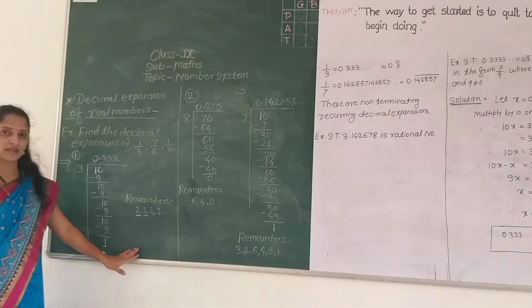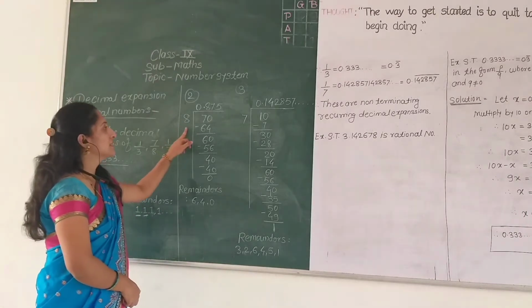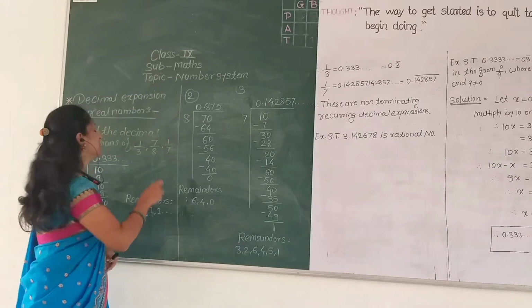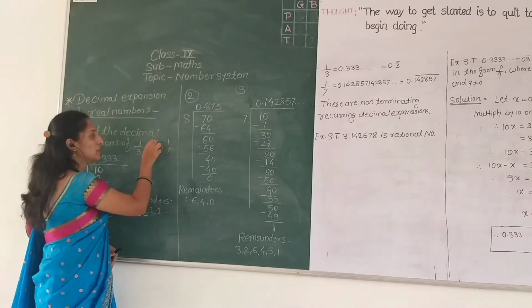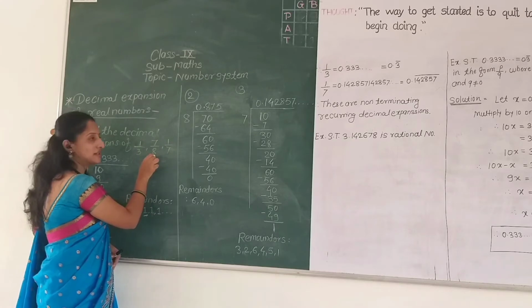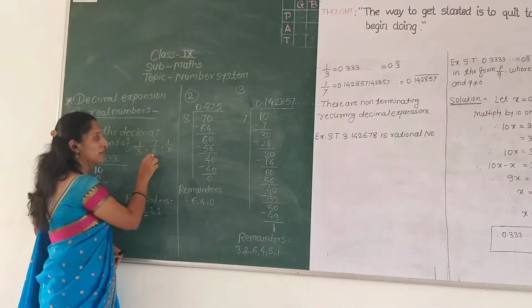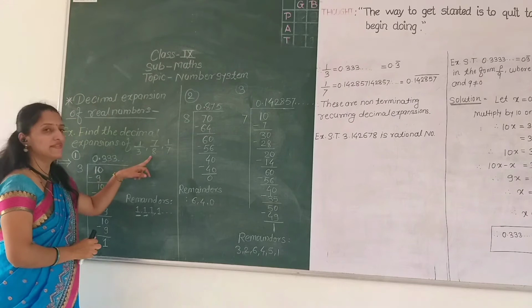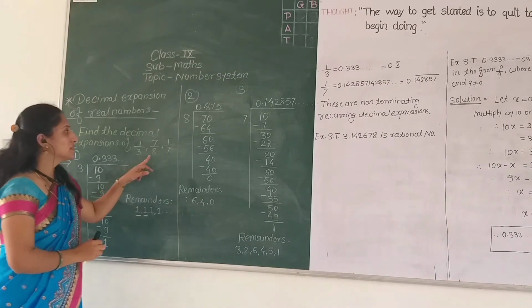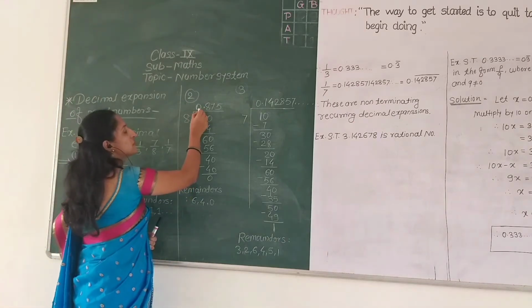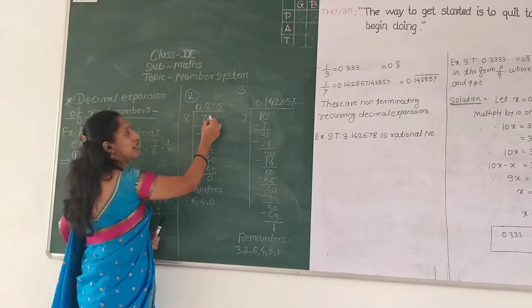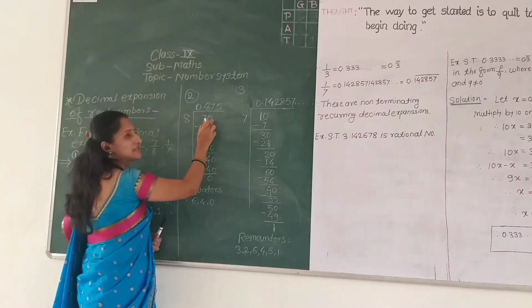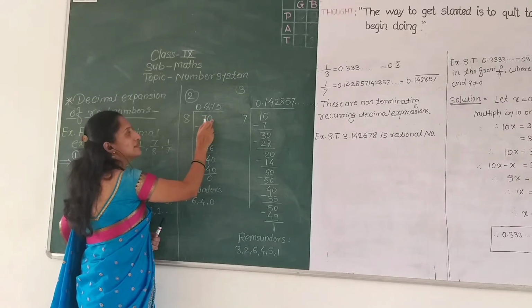Now, look at the second example here, 7 upon 8. Again the numerator is less than the denominator. That means 7 is not divisible by 8. So again my first quotient is 0. So I place a decimal point and place 0 on 7, that is, the number will be 70.